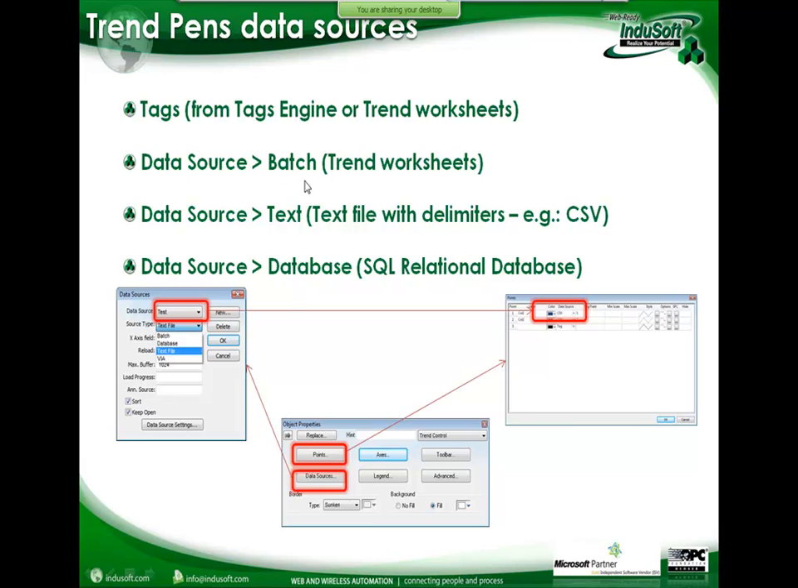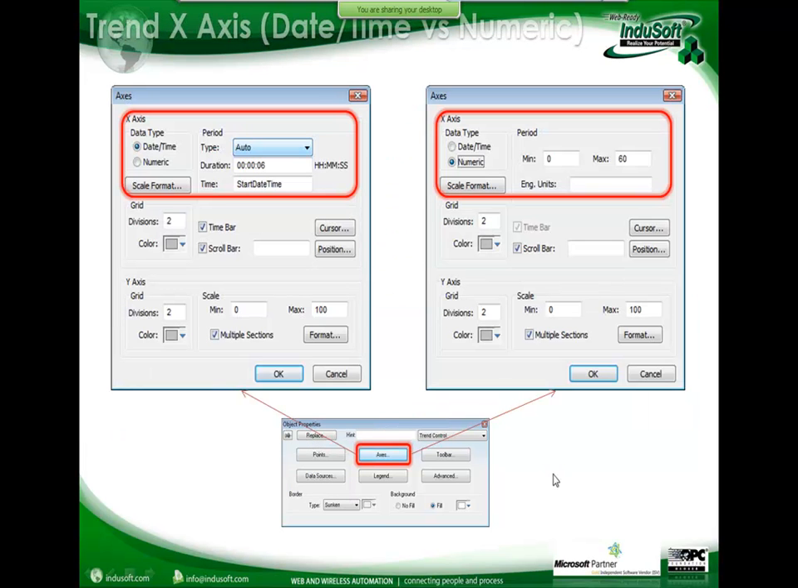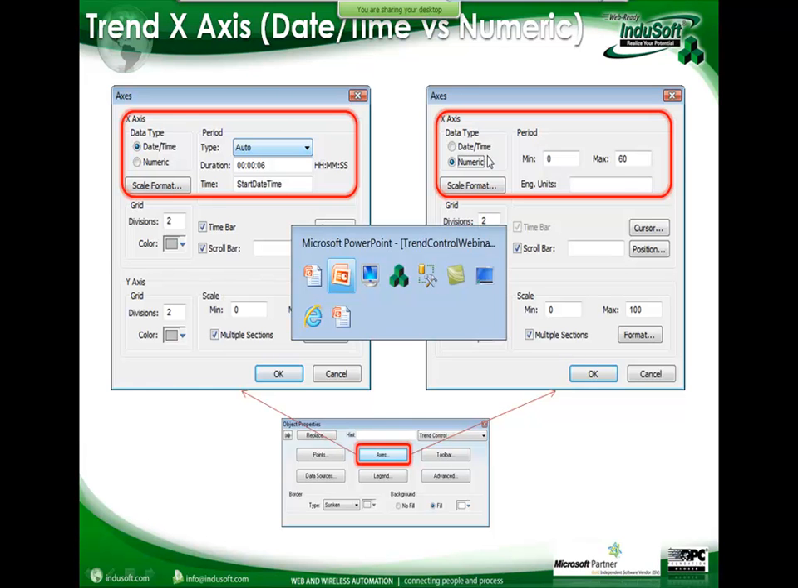We also have the batch data source, and I'll show this in detail in another application here. But just to sum up, if you want to read data from data sources different from tags, you just click in data sources, create a data source for text, for databases, and then when you create the pens, associate the pens with the data sources that you configured here. The x-axis can either be date and time, a timestamp, or can be numeric as well, in case you want to create some XY plots.